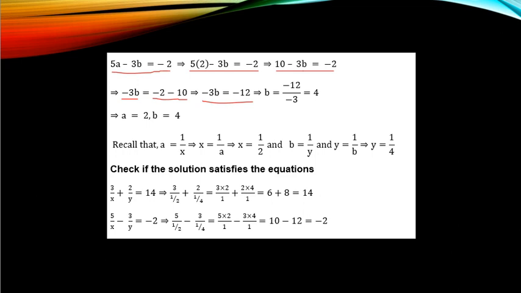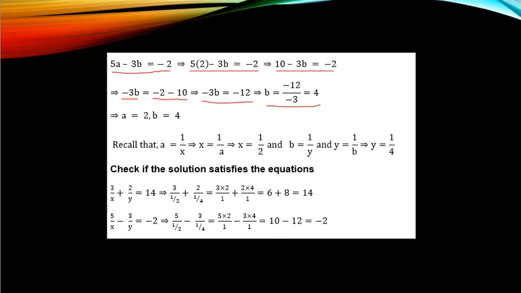To get b now, divide both sides by minus 3. So b is equal to minus 12 divided by minus 3, and that is 4. You should know that if you divide a negative number by a negative number, your answer is positive. So we have 4. Therefore, a is equal to 2, b is equal to 4.